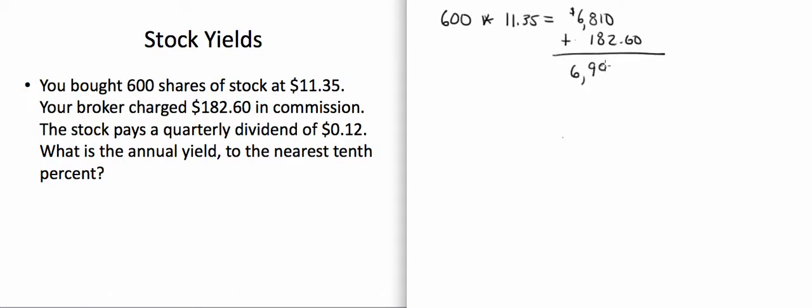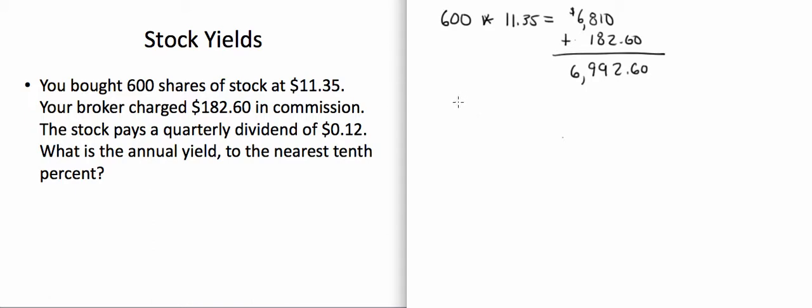So the first thing we need to do is find the total cost of the stock. So we're going to take 600 times 11.35, and that gives us an answer of $6,810. And then we're going to add in our commission of $182.60. So that gives us an answer of $6,992.60.